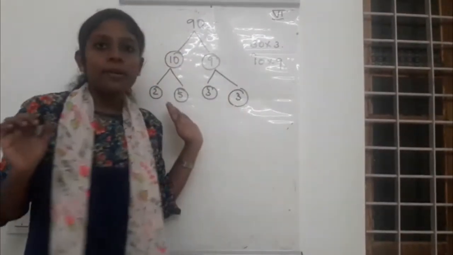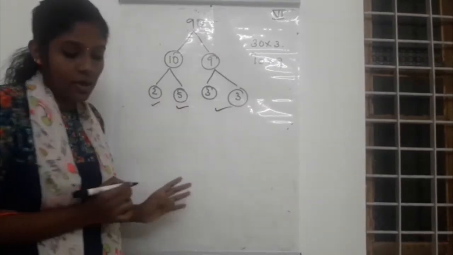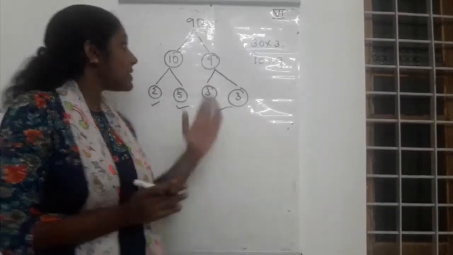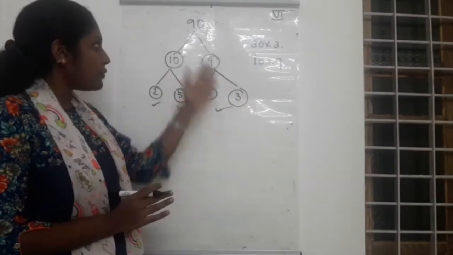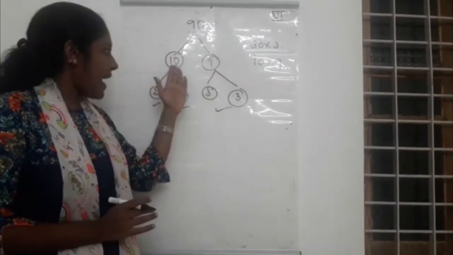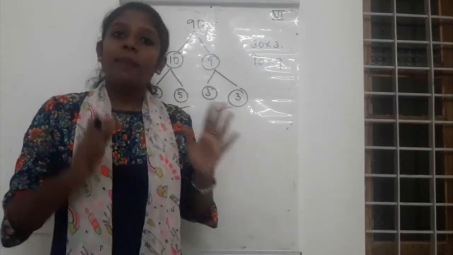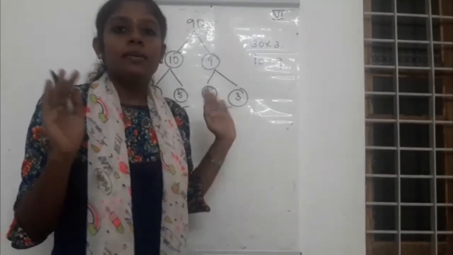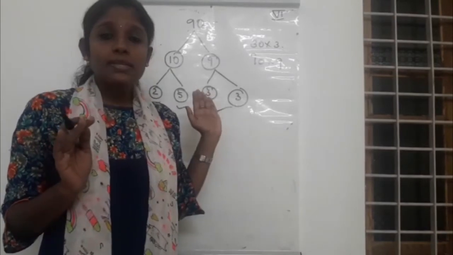Now 2 is a prime number, 5 is a prime number and 3 is also a prime number. This is called a prime factorization tree. You have to simplify each number, multiplying with the factors till the last number, the prime factors. Hope this is clear for you. This is an example.